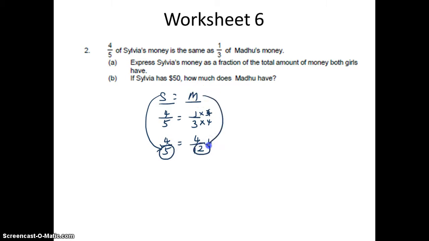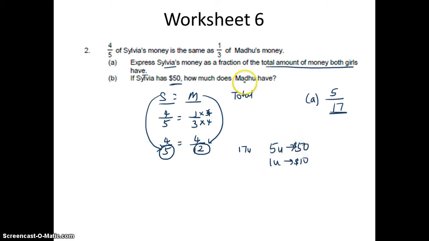Madhu is 12 units. Express Silver's money as a fraction of their total amount. So their total is 17 units. I want Silver. Silver is 5. Total is 17. So 5 out of 17. If Silver has $50, so 5 units is $50. 1 unit will be $10. How much does Madhu have? Madhu has 12 units. So 10 times 12, $120. So answer for B is $120.